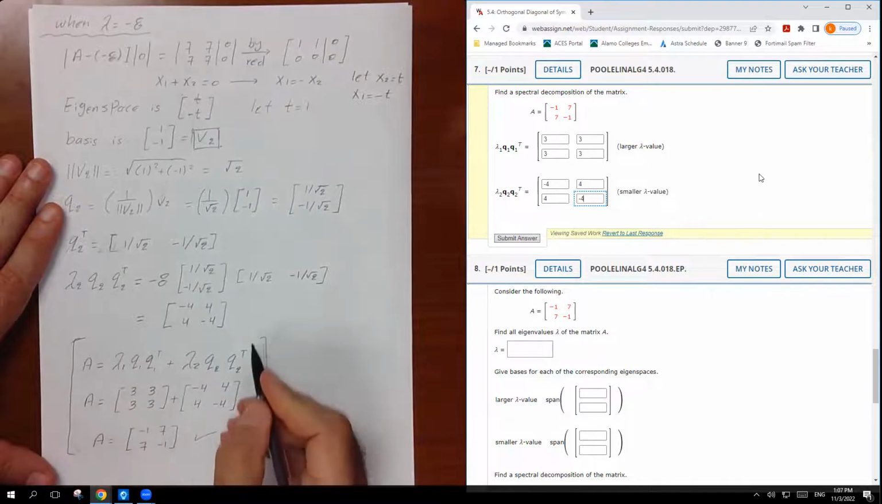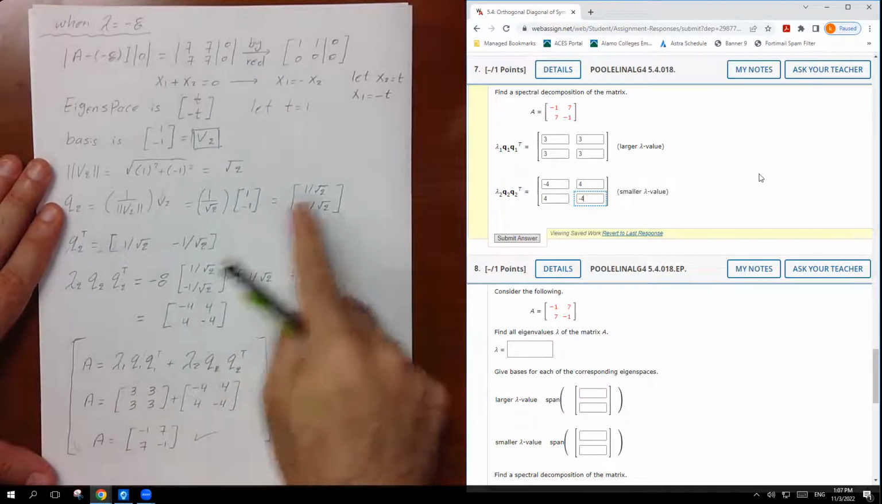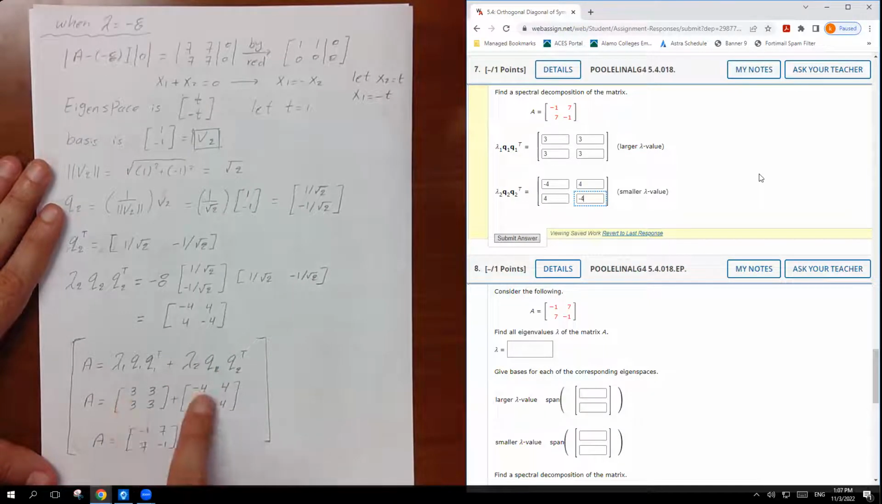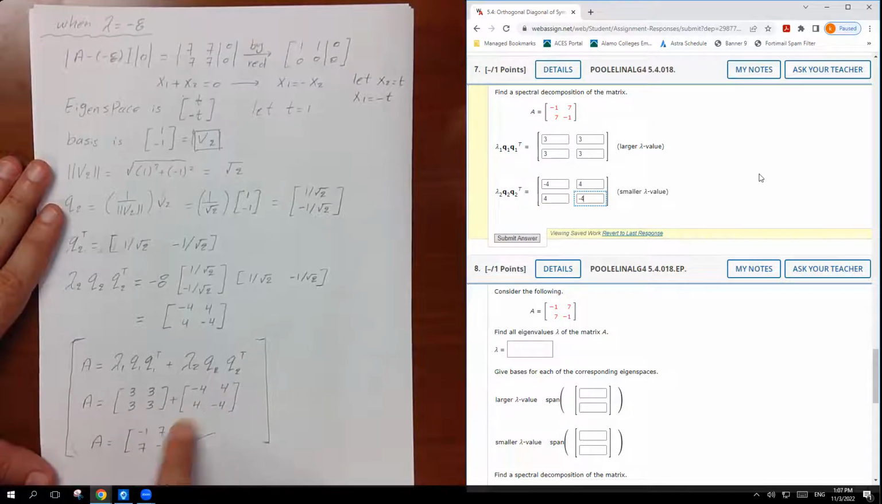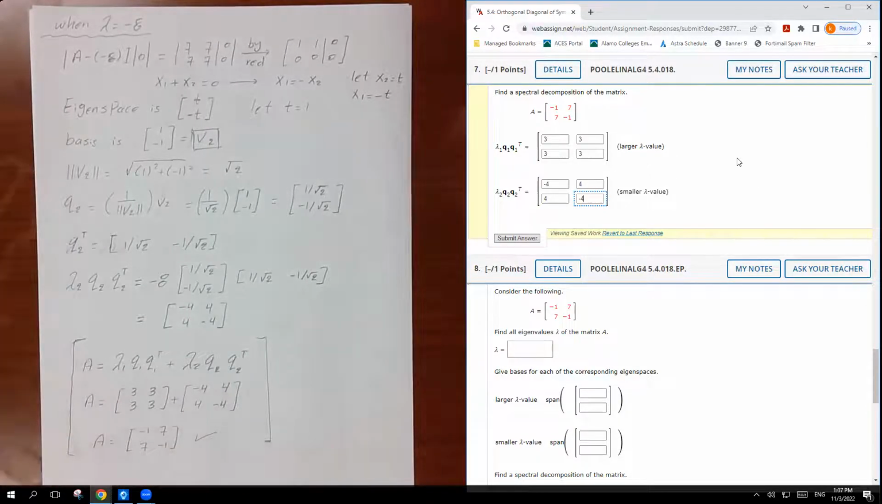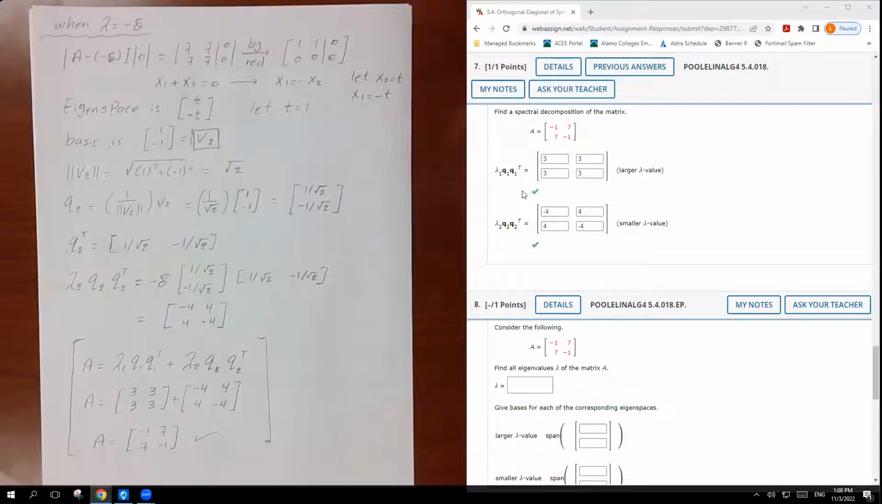That means if we add these two matrices, with the lambda one with this one, 3 minus 4 is going to be -1, 3 plus 4, 7, 3 plus 4, 7, and the 3 minus 4 is going to be -1. This is the matrix A. That means 100% this one is going to be right. There we go, we got it right.